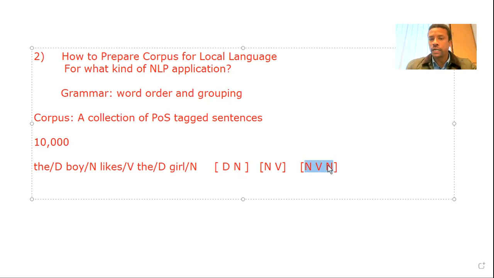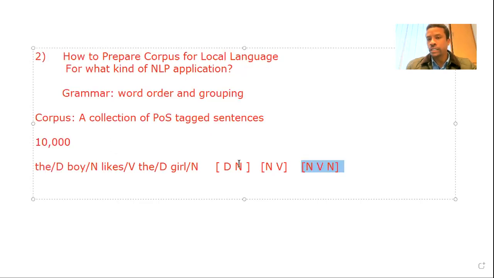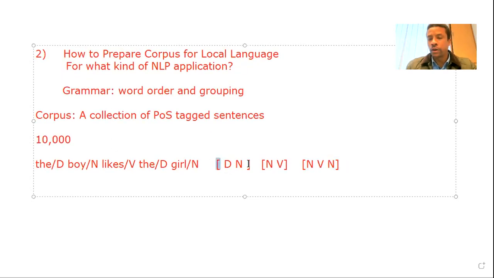Not only about order, but also it tells you about the grouping. For instance, from this sentence, it tells you that you can have all these types of grouping. You can have a grouping of determinant with a noun, with a verb, noun verb with a noun. All this knowledge can be captured from such a sentence. So a corpus for part of speech tagging that you can use for the purpose of grammar checking would be of such a form.